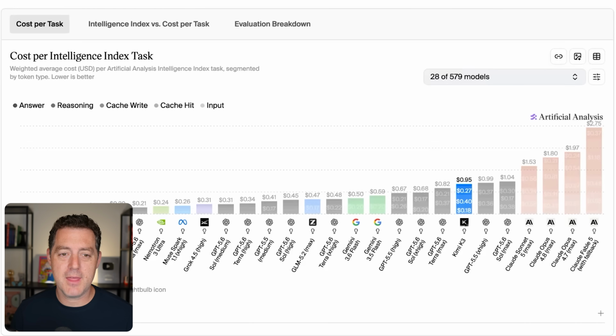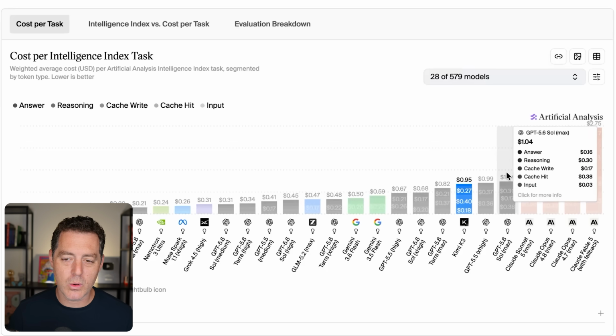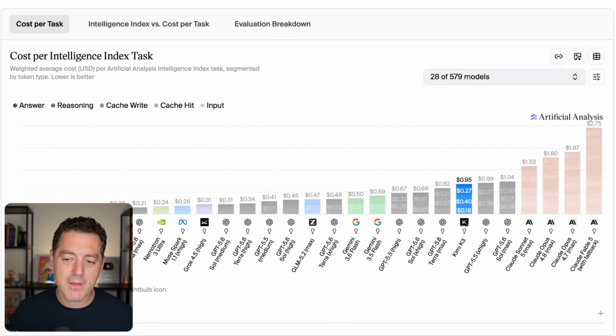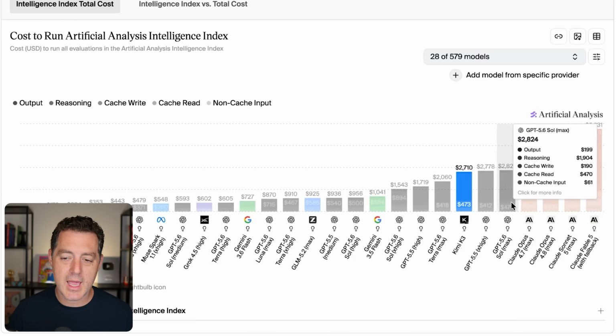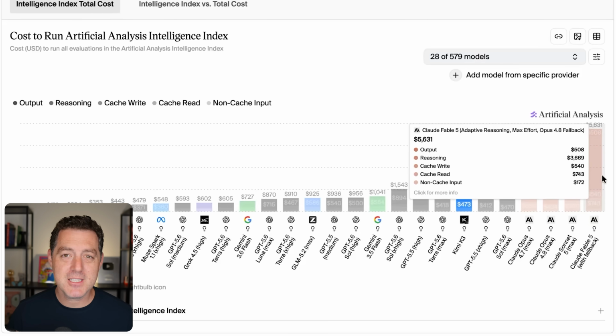This is Artificial Analysis, and this is the actual cost to complete tasks on average on their benchmark. So what we're seeing here is Kimi K3 costs 95 cents per task completed, and GPT 5.6 Sol costs $1.04, basically about the same, very close. Now, when we come up to Claude Fable 5, we see it's $2.75, very expensive. Now, keep in mind, this is for the same exact task. Then if we scroll down a little bit more, we see something very similar. The cost to complete the entire benchmark. We're seeing $2,700 for Kimi, $2,800 for GPT 5.6 and $5,600 for Fable.